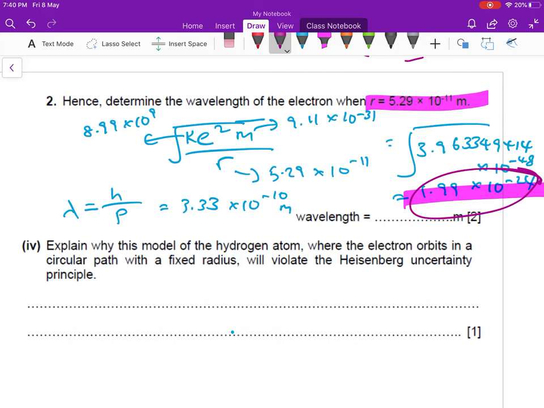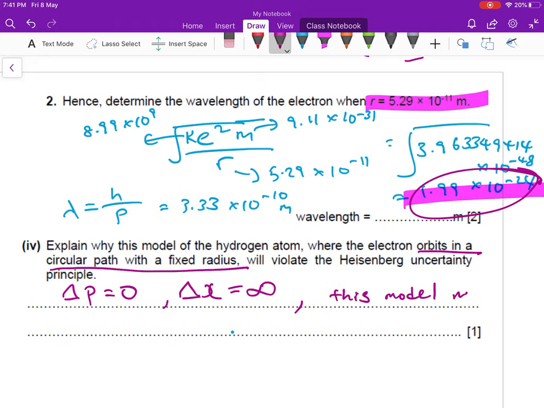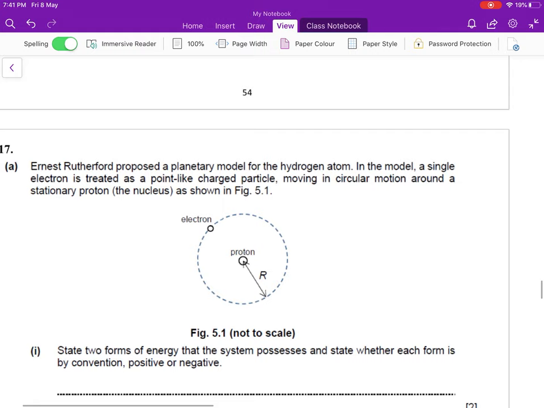Explain why this model of the hydrogen atom, where the electron orbits in a circular path with fixed radius, will violate the Heisenberg uncertainty principle. You can see I have a fixed momentum, so there is no uncertainty in the momentum, because I already know the momentum is 1.99. So my momentum uncertainty is zero, so my position must become infinite in order not to violate Heisenberg. But it is stated that the electron orbits in a fixed radius circular path, so this model must have a fixed position.